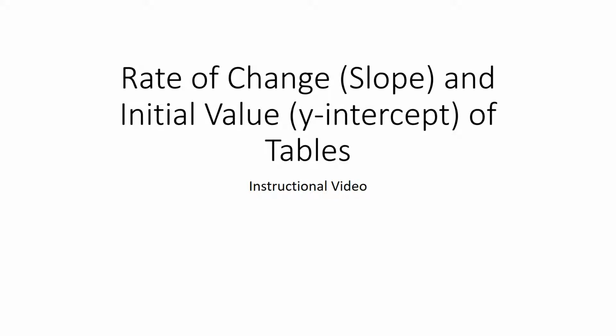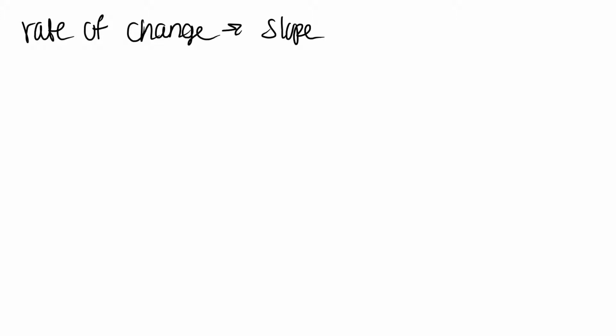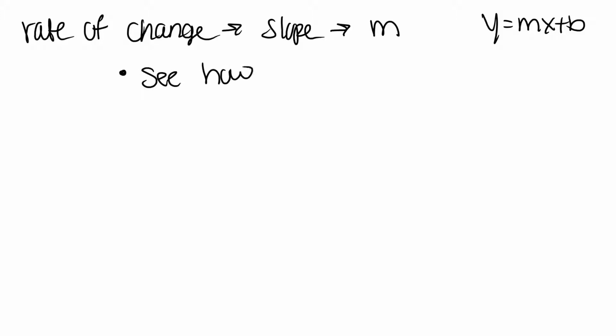This is an instructional video on finding the rate of change, slope, and the initial value, the y-intercept, of a table. So it's important to remember that the rate of change is also called the slope, and we represent it by the m value in the equation y equals mx plus b. To find the rate of change of a table, we want to see how much each column changes.